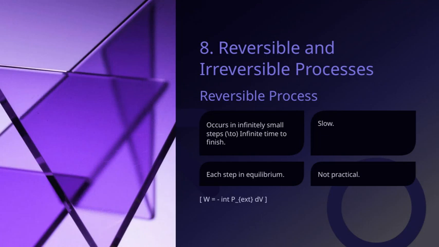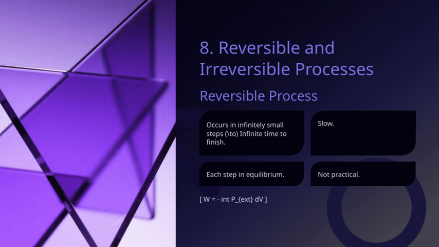Let's talk about reversible processes and why they are considered not very practical. First, they tend to be slow. Because each step in a reversible process occurs in equilibrium, the entire process must proceed very gradually. This means that the change happens in infinitely small steps, essentially taking an infinite amount of time to complete.